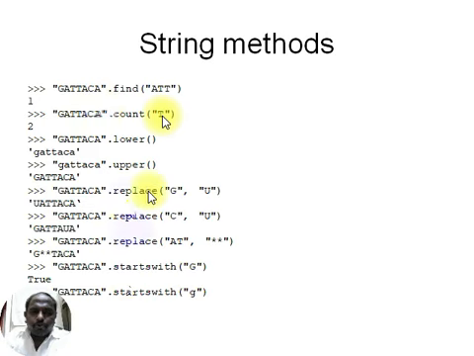Now character dot lower means convert it to lower case. Now data dot upper means convert to uppercase. Replace the G with U. Instead of G, you can replace the value U. At the same time, if you put C instead of G, the value below C will change to U.